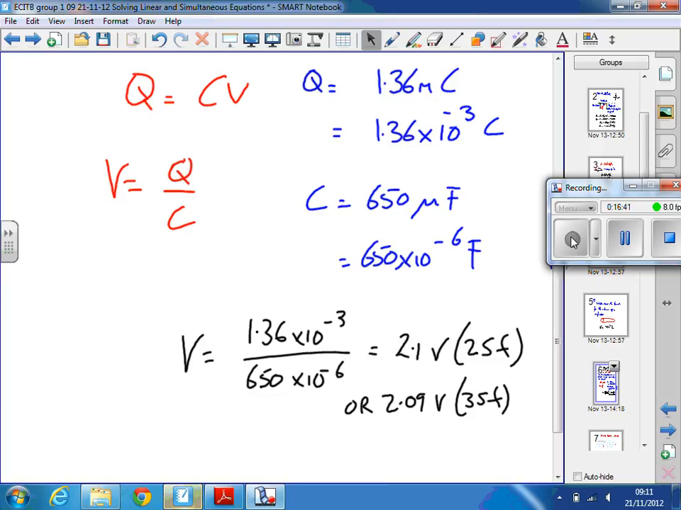They're both correct, because if we look at the numbers we put in, this is to 3 significant figures, but this really is only to 2, because the 0 at the end is not significant, unless it's stated to be significant. So I certainly would go to 2, maybe 3, definitely not 4. So 2.1 or 2.09, both fine.